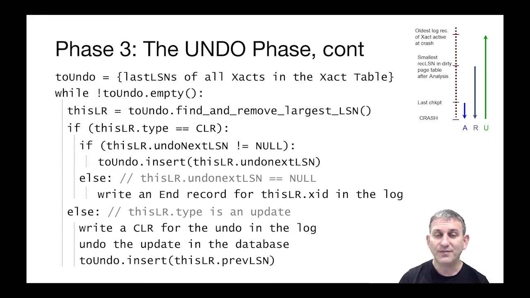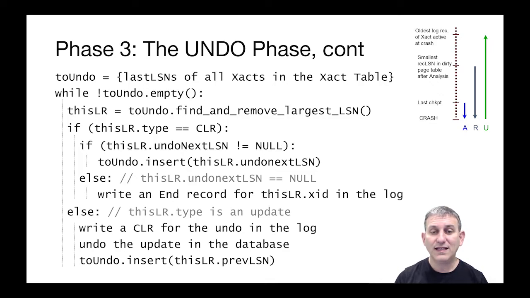If this is a CLR, but its undo.NextLSN is null, well then actually we succeeded in undoing everything for this transaction. So we write an end record for thisLR.transaction ID in the log. We're done with that transaction. And then, of course, that transaction is no longer in toUndo. We're finished with it.